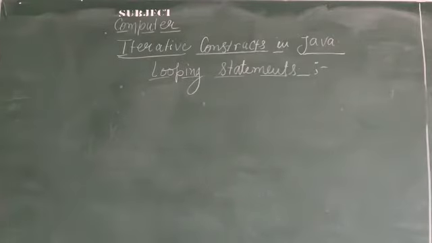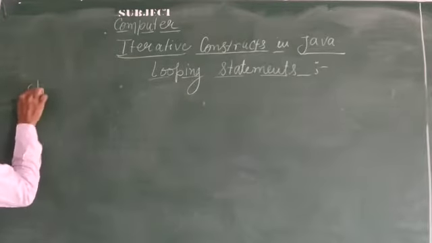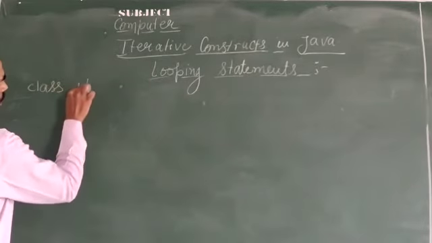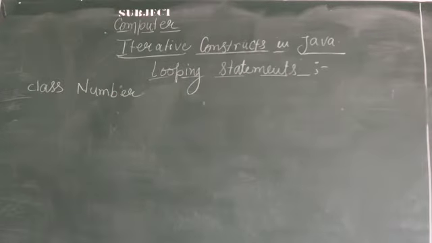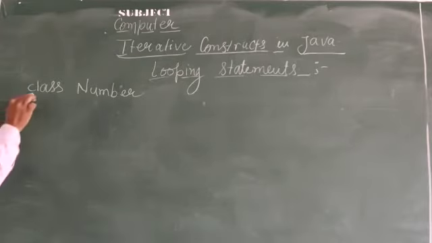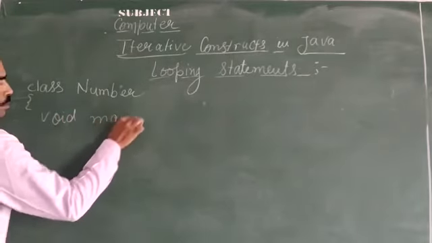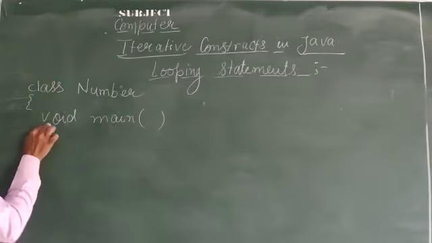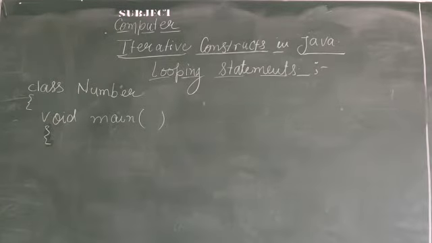Look at the board. Very simple program it is. Here we will declare the class, and the name of the class is number. We can give any name. So I have given number over here. Now open curly bracket for the class, then function void main, then open curly bracket for the function.